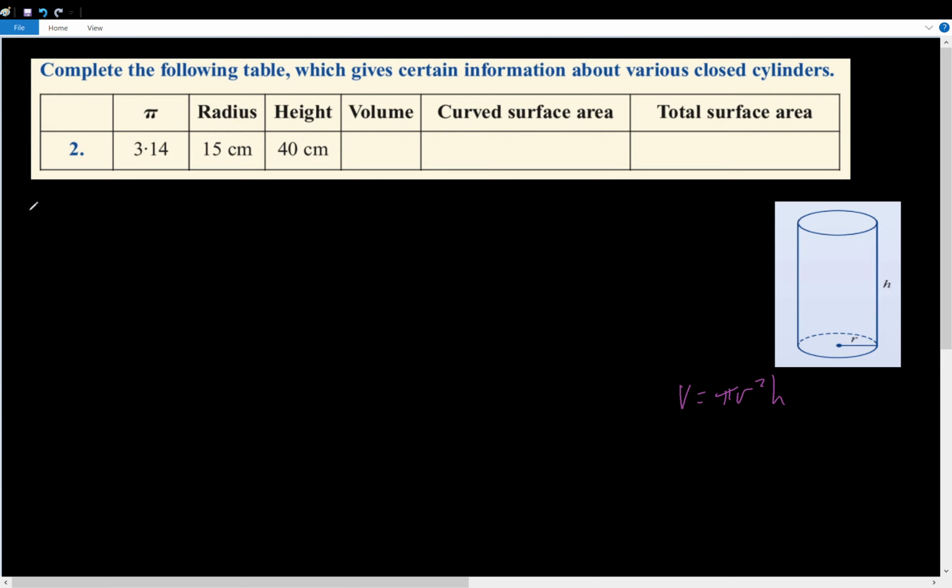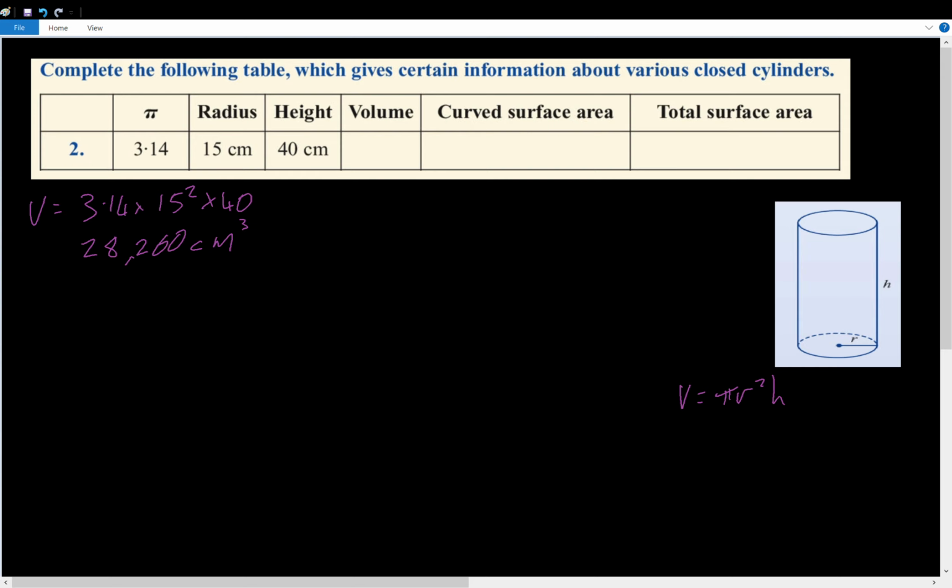So in this case over here we're going to have our volume is equal to pi, which we know is 3.14, multiplied by r squared, which is going to be 15 squared, and then multiplied by our height, which is 40. And if we put that into our calculator, we will just get 28,260. And our units for this are going to be centimeters cubed, like that.